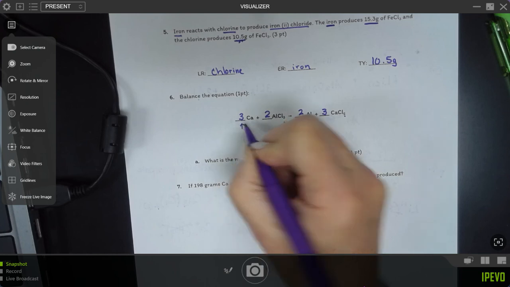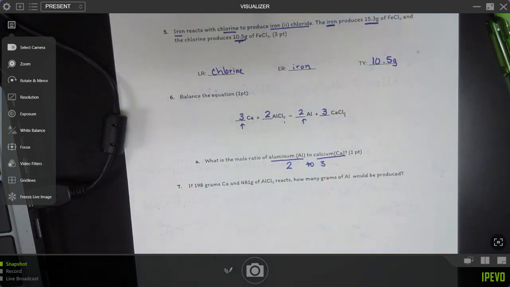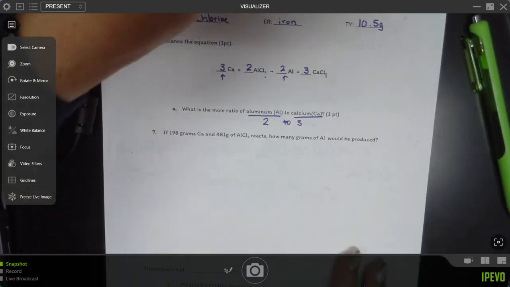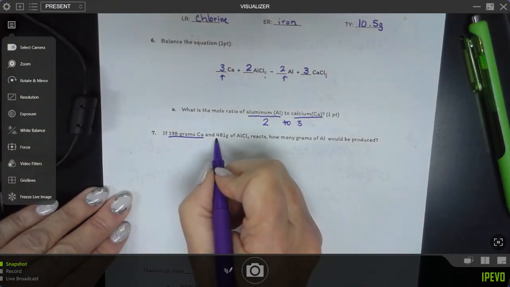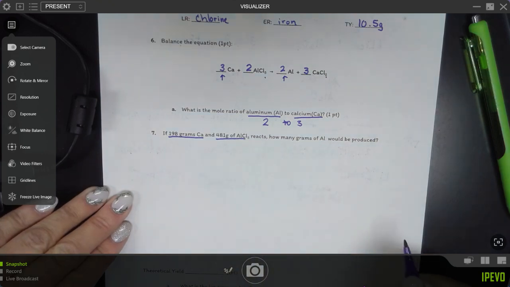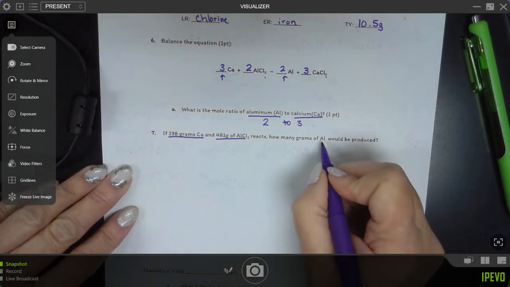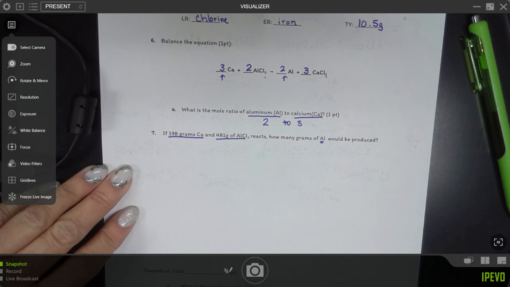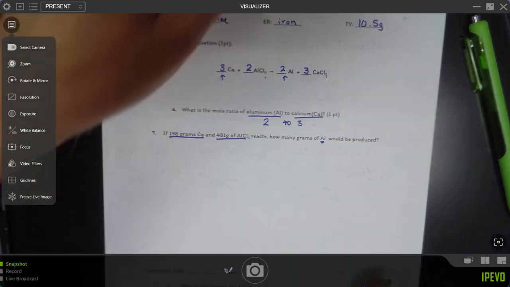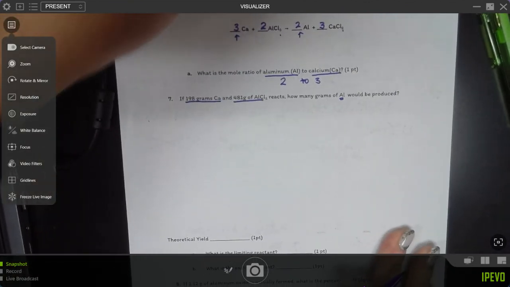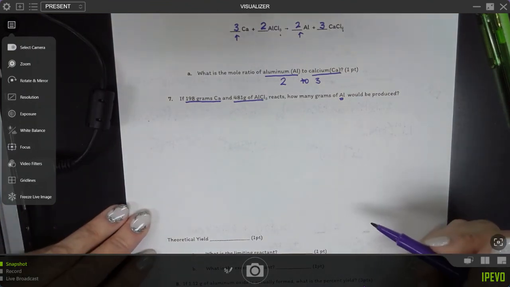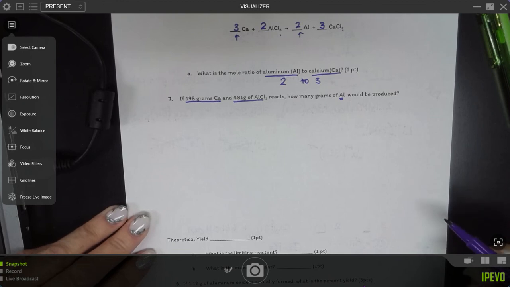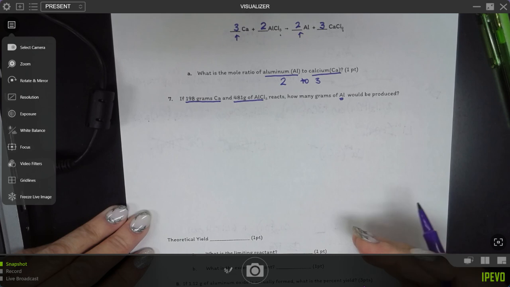Calcium is 3. Okay, that's all that's asking. All right, so now, if 198 grams of calcium and 481 grams of aluminum chloride react, how many grams of aluminum would be produced? Okay, this is where you're going to do those two gram to gram calculations. Even if you aren't good at stoichiometry, moles to grams, grams to moles, gram to gram is always the same. You're going to do 3 steps.